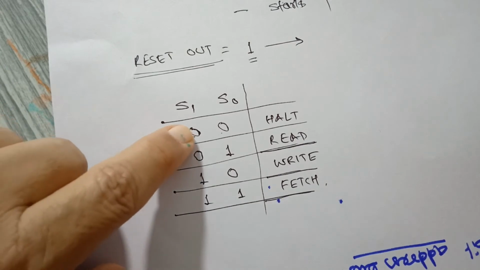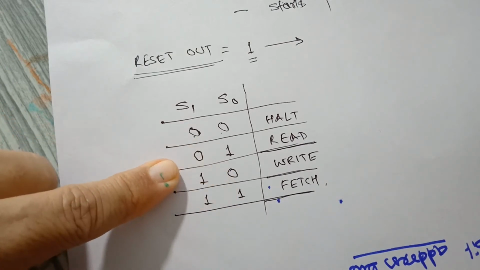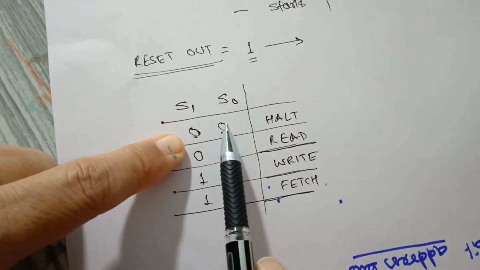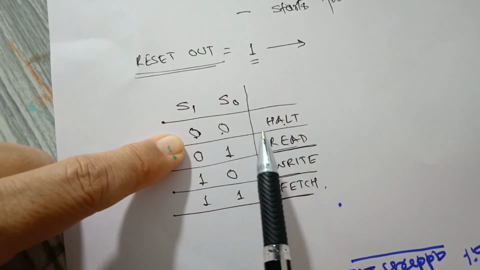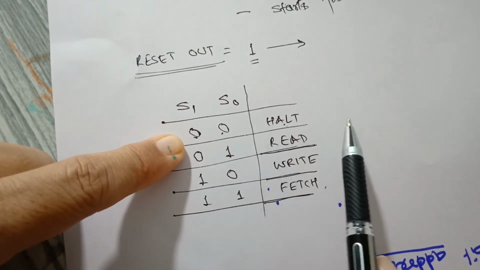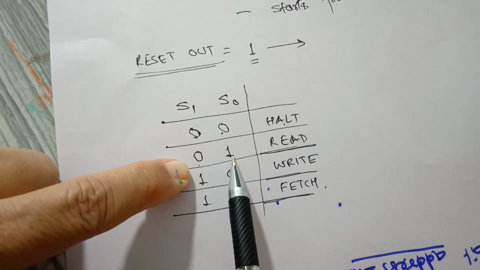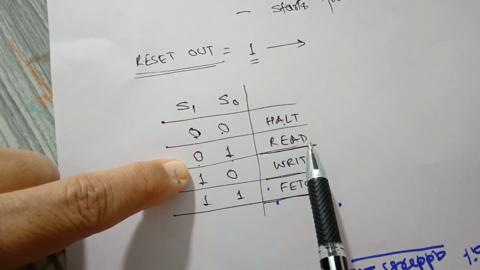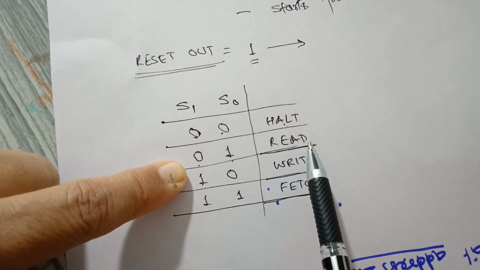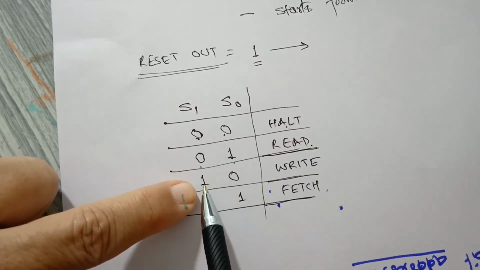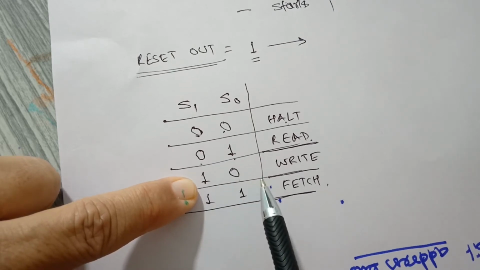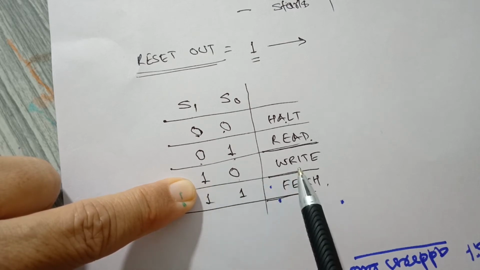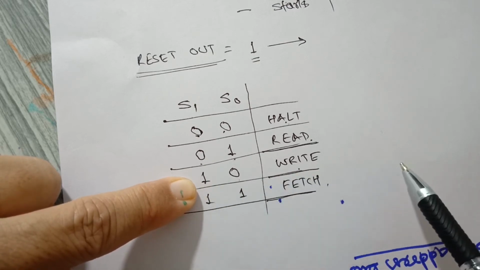So by knowing this binary bit pattern, every other microprocessor understands that if one microprocessor gives 0 0 on these pins, it is taken as a halt. Halt means just do nothing, right? Then if this is 0 and 1, that means that particular microprocessor is reading some information either from an input device or some memory chip. Or if S1 is 1 and S0 is 0, other microprocessors understand that this particular chip is writing data to an output device or memory, right?